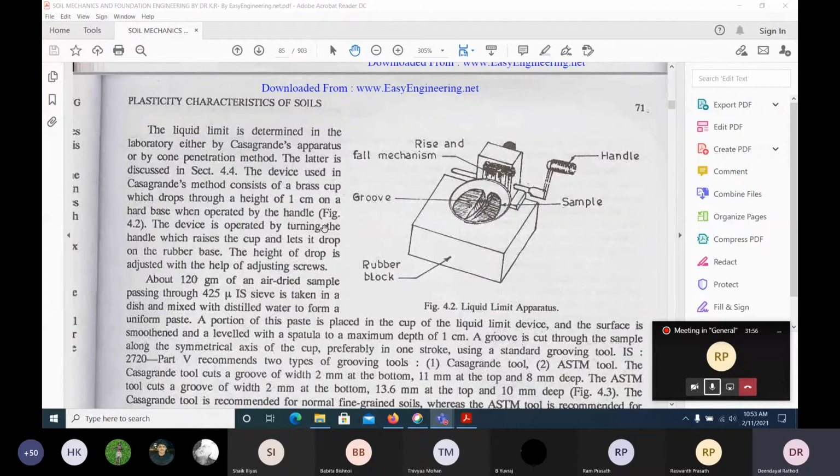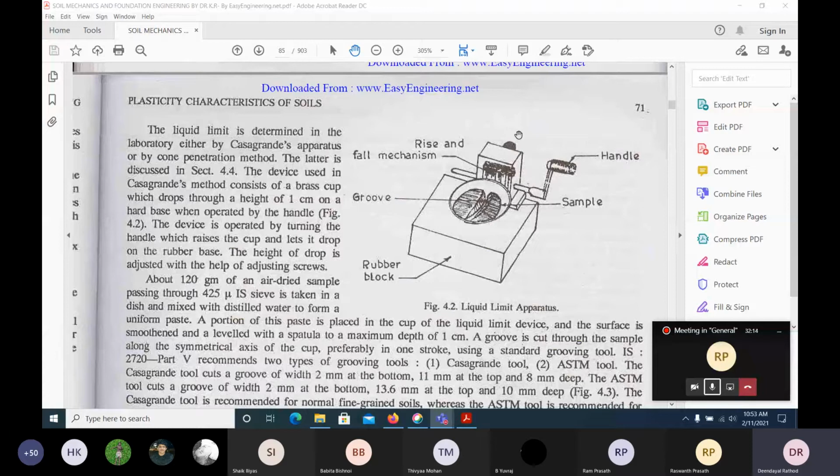Understand? We'll find out the water content. Again, what we'll do, we change the water content. Again, we'll keep on rotating. How much we have to rotate actually in 1 centimeter above: in 1 second, we have to rotate twice. Okay, like that. Nowadays, we have the automatic one also.